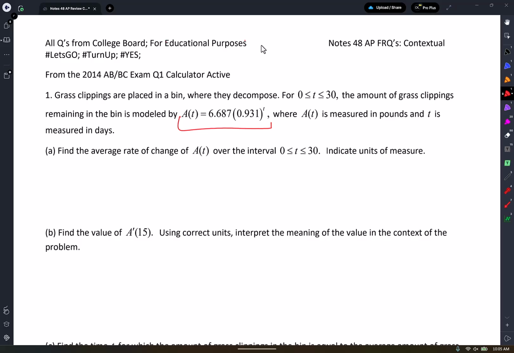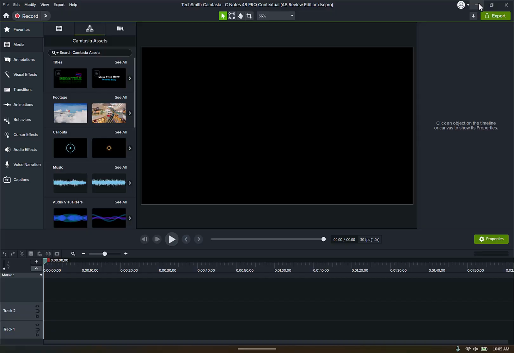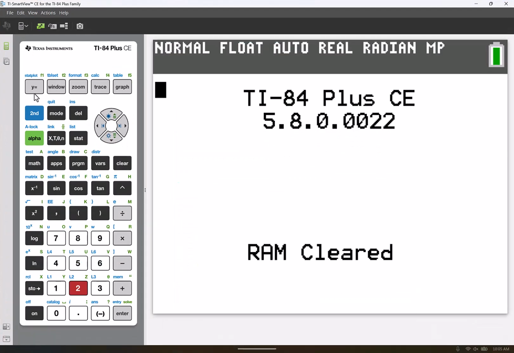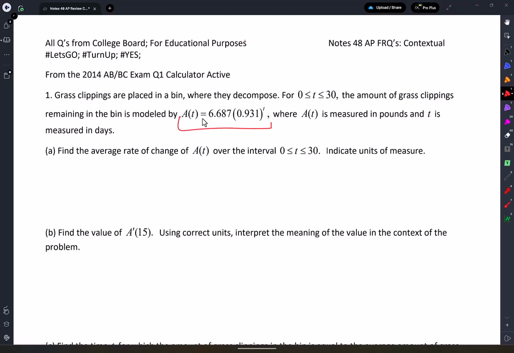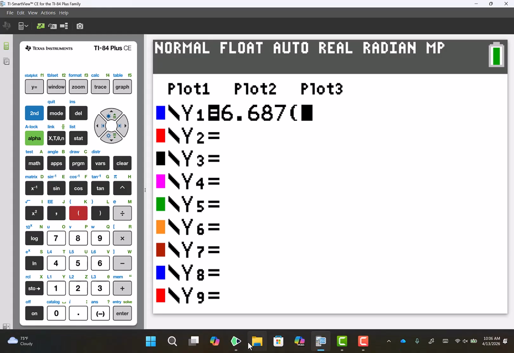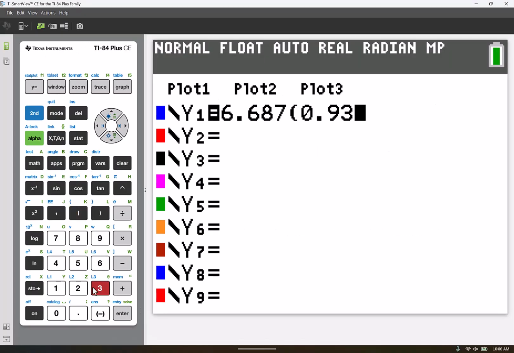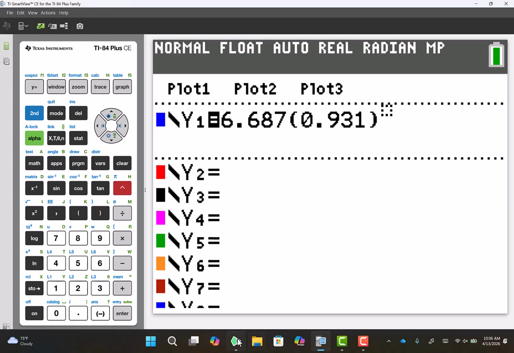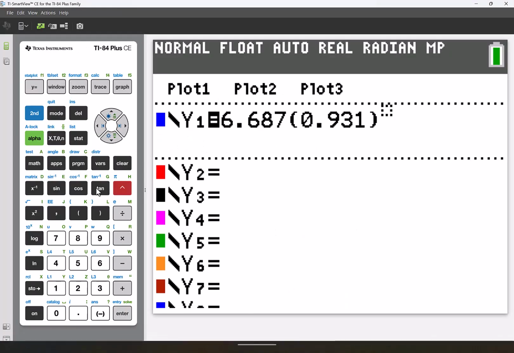So the first thing I would do, I prefer free response questions with calculators. The multiple choice is the one that I would do with Desmos. So I would type this into Y1 because I'm probably going to manipulate it over and over again. So take your calculator. I'm going to go to Y1 and type in 6.687 parenthesis. And then what do I have on the inside? 0.931 raised to the power, is it just to the power t or is there something? Yeah, so raised to the power x.